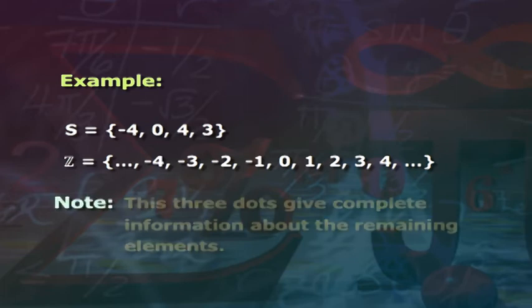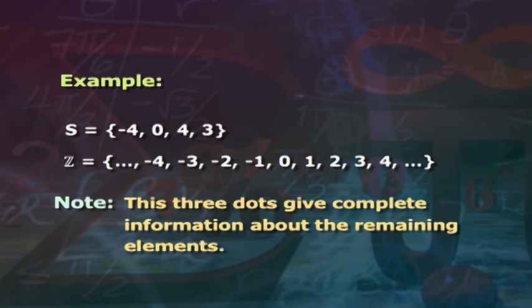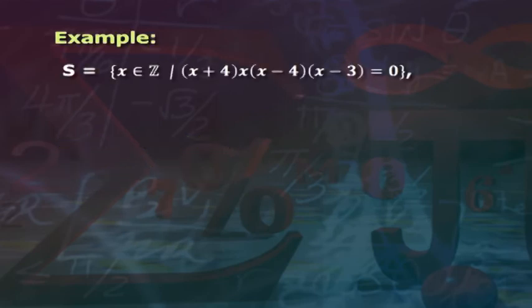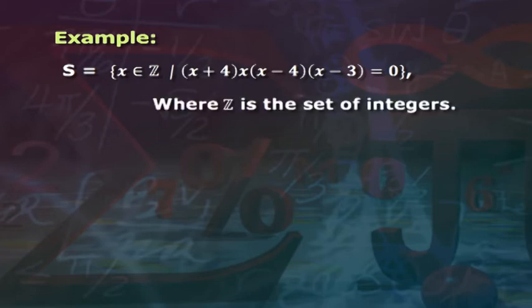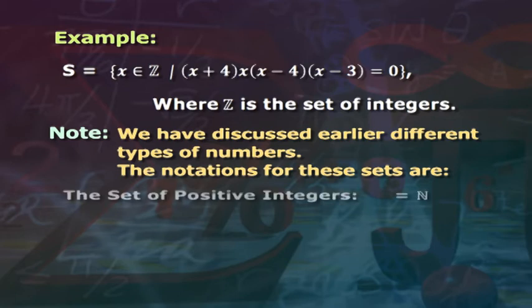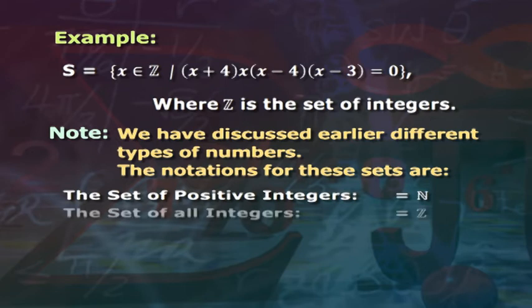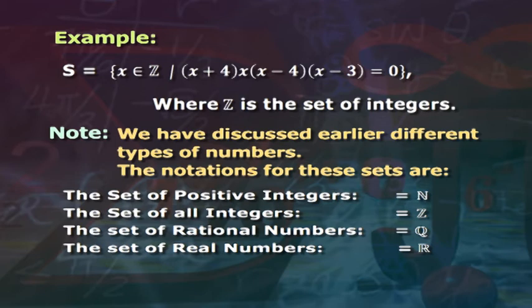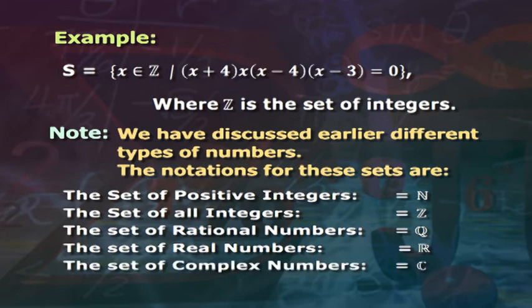Note that these 3 dots give complete information about the remaining elements. 2. Description. Example: S is equal to the set of all x in Z such that x plus 4 multiplied by x multiplied by x minus 4 multiplied by x minus 3 is equal to 0, where Z is the set of integers. Note that we have discussed earlier different types of numbers. The notations for these sets are: for the set of positive integers N, the set of integers Z, the set of rational numbers Q, the set of real numbers R, and the set of complex numbers C.